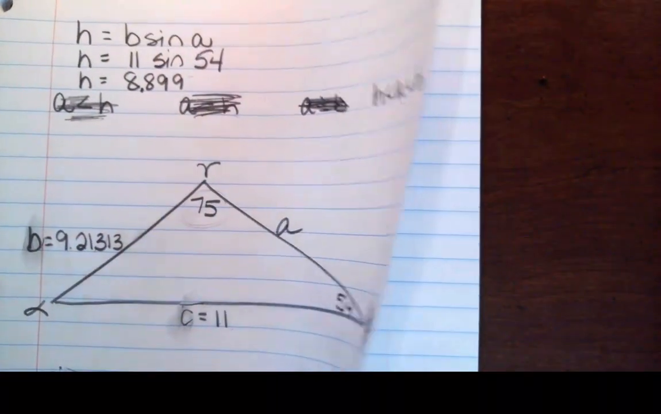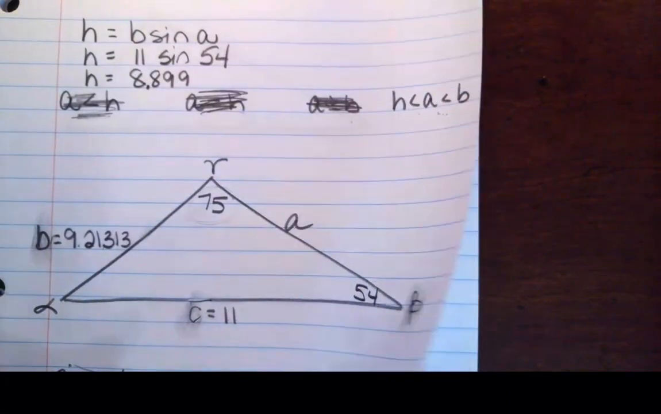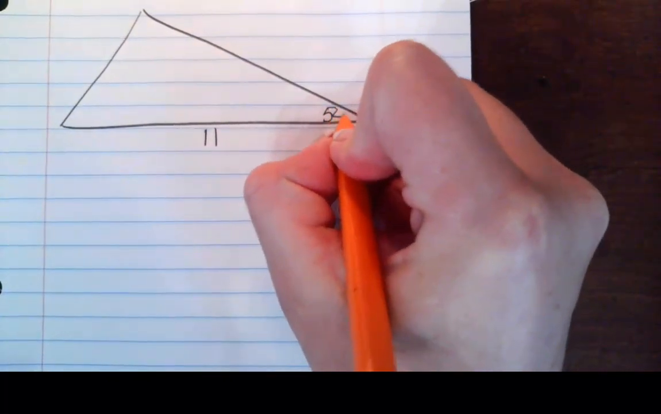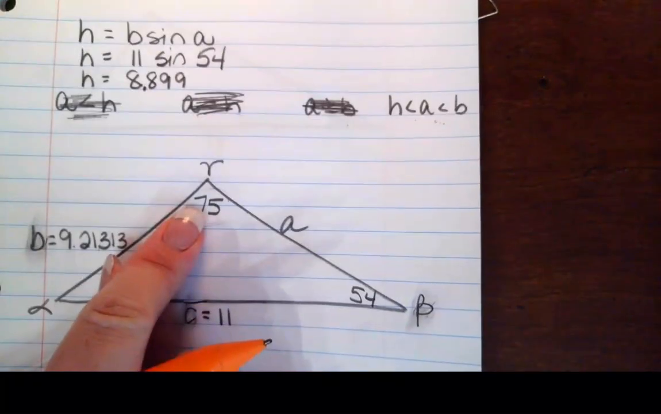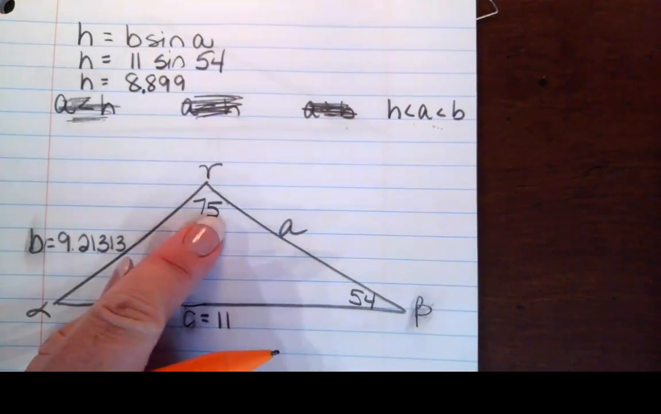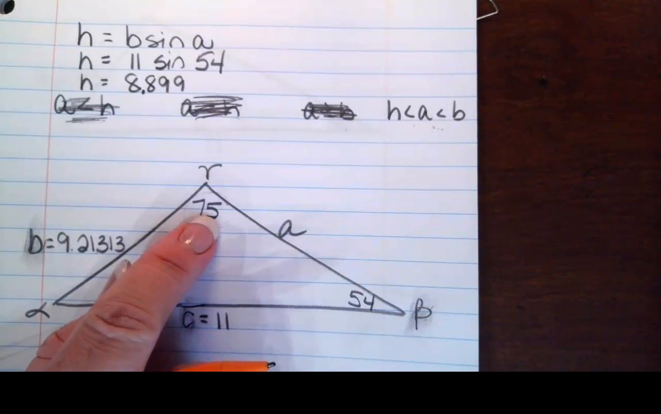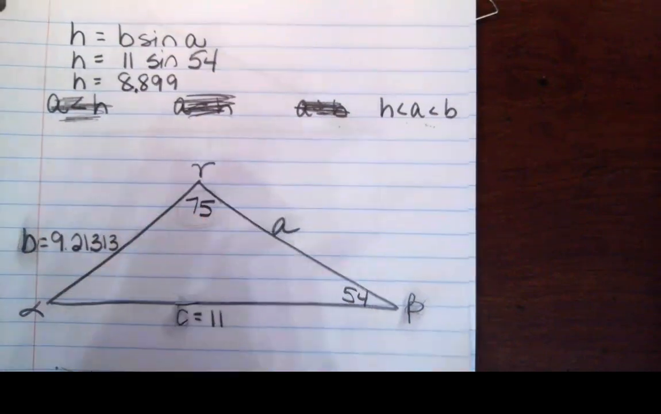So I'm going to have the exact same triangle, and this is not going to be drawn to scale at all, so don't let the scale freak you out. And that means I've got a C of 11. I know that this is 54, and I know that this is 9.21313. Well, this, a while ago, I found out is 75 degrees. Okay, well, it's not going to be 75 degrees anymore. I'm going to take whatever I found right here, and I'm going to find that second case for a triangle by subtracting this from 180. So 180 minus 75 is going to be 105.